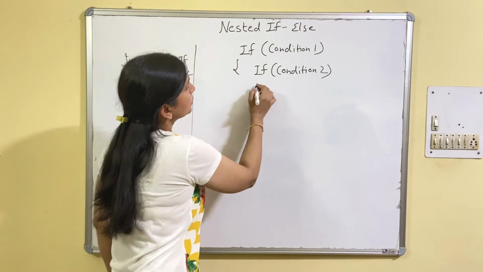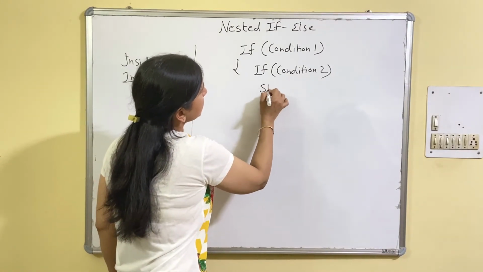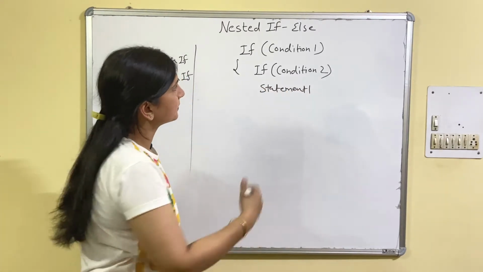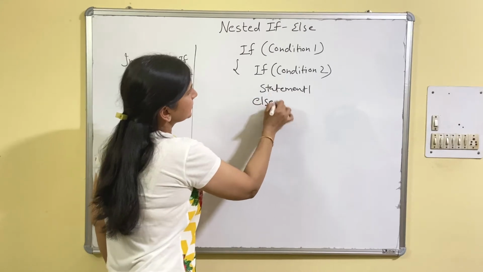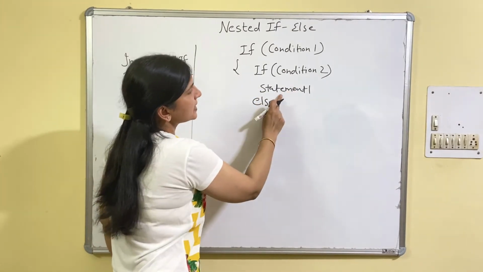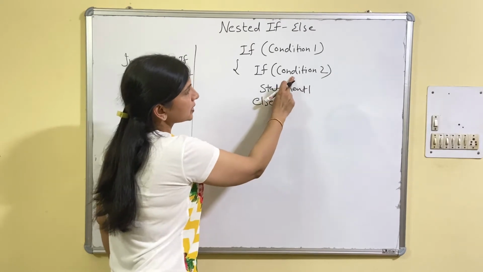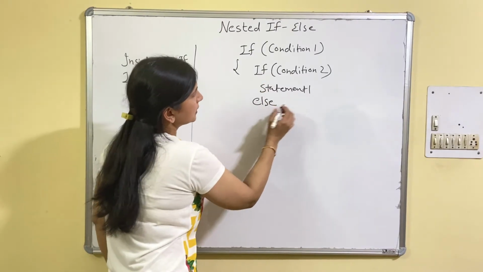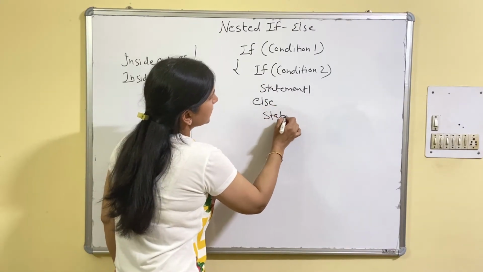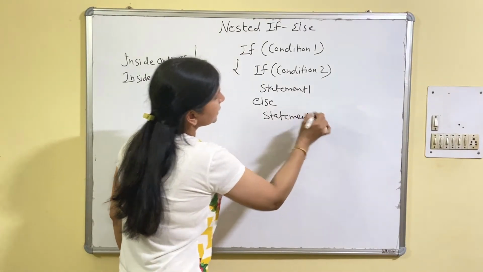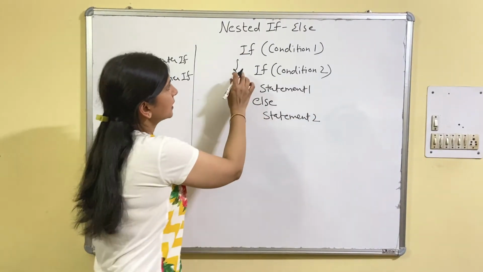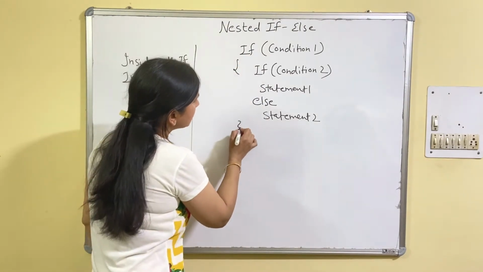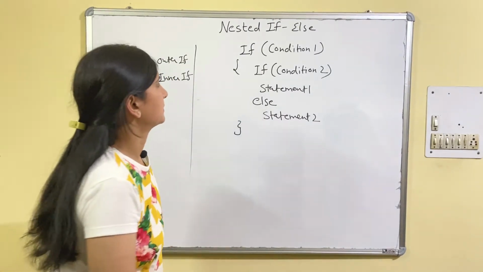If condition 2, then statement 1 will be executed. If condition 2 is true, then statement 1 is executed. If condition 2 is false, then it will go to the else part. This else is with this if. So otherwise, statement 2 will be executed. Now this is the opening brace of outer if. Then we will close outer if.